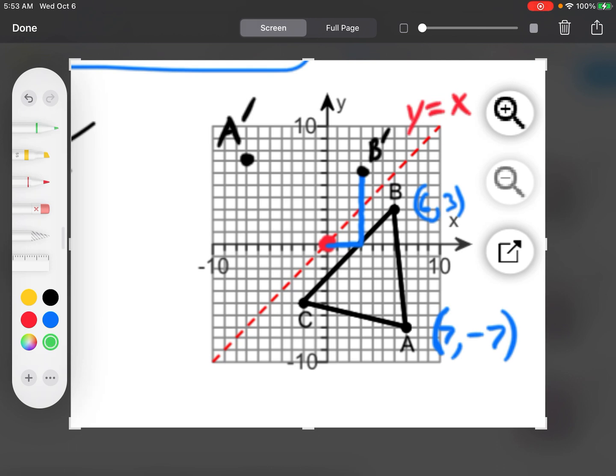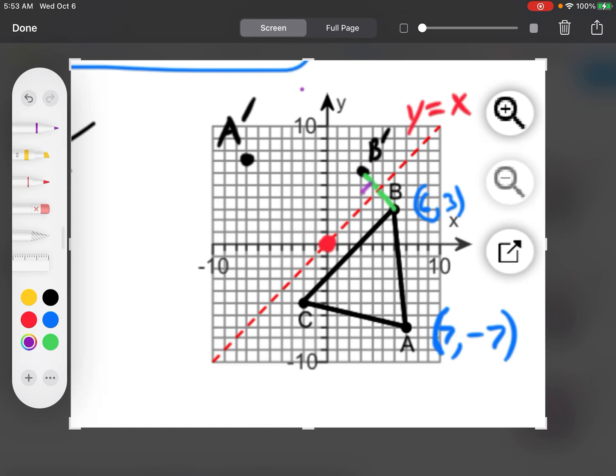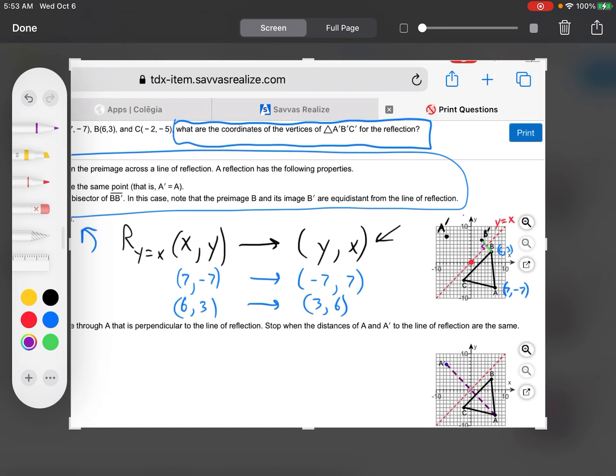Notice that it is equidistant to the line of reflection. Okay. So this time the points are traveling diagonally, and that's because the line of reflection is diagonal. Okay. They move perpendicular, by the way. So that has gone unmentioned by me, but that is one of the properties of a reflection. If you watch the video with the other teacher, she did say that.